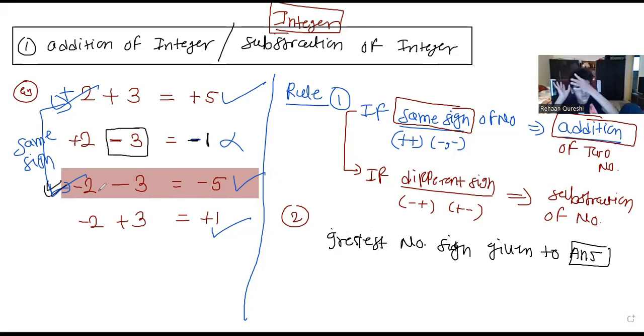And in this third case, why does this answer -5 come? Because of this minus and minus, we will add. If the same signs happen, we will add the numbers. So 2 plus 3 becomes 5. After that you give the sign of the greatest number. Which number is greatest? 3. So 3 has a negative sign, so that's why we are giving a negative sign here.